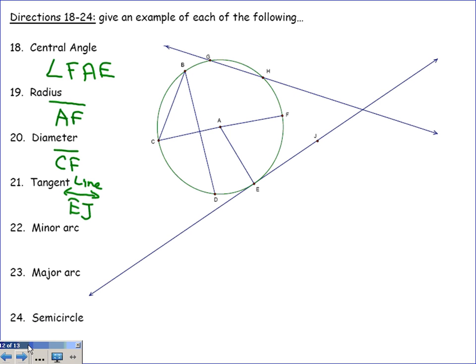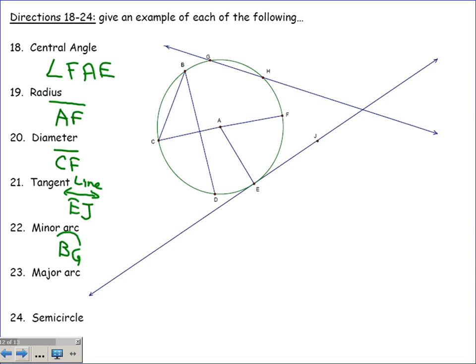Minor arc. Minor arc, please. BG. You remember minor arcs, you only need 2 letters on it. So BG, make sure you put a little angle arc on it. That would work out fine. There's tons of them though, yeah.